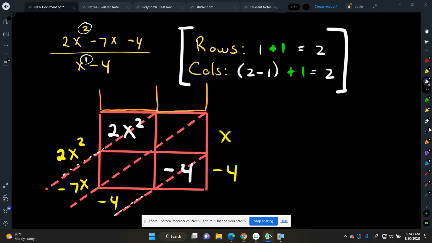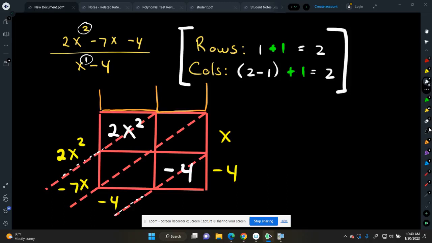Now let's jump over to the 2x squared. What did I have to multiply x by to get 2x squared? 2x. So now I have that at the top of the column. I can fill in the rest of the column. 2x times negative 4 gives me negative 8x.